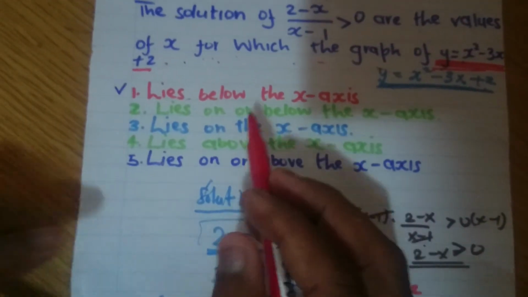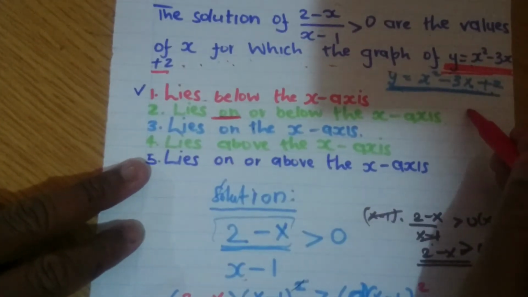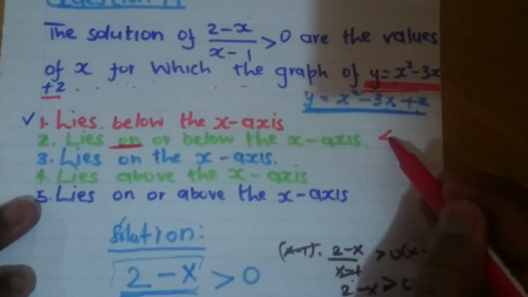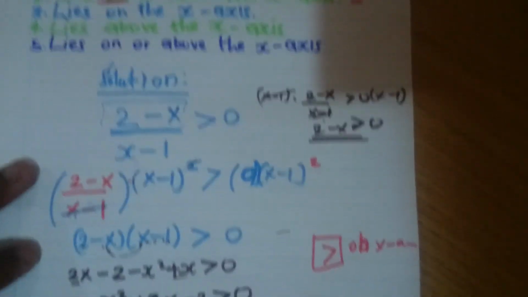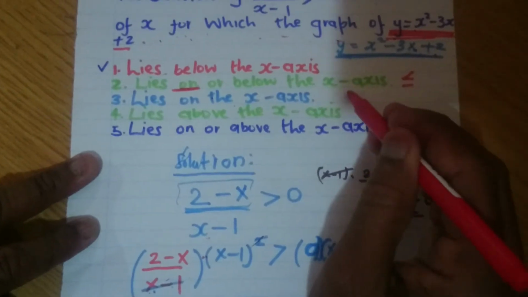Here they say lies on or below. No, there's no on. You know why there's no on? Because we don't have a lies on or below. Lies on or below should be this sign, meaning if it was less or equal, we would say lies on or below. Lies on the x-axis, not true. If it lies on, it has to be that one.